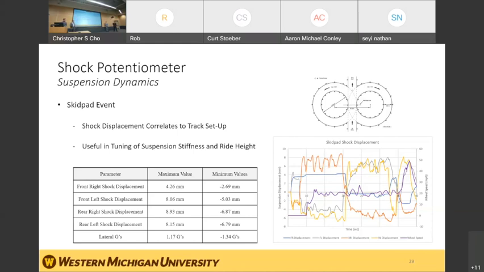So you'll notice that as the driver enters the constant right-hand turn, the right side of the car, those dampers will expand and the left side will compress due to leveling out and stabilizing of the car. And as it enters the left-hand turn, the car acts in opposite, where the left side will expand and the right side will compress. This would be very useful in adjusting stiffness of our suspension, as well as adjusting ride height based on driver feedback during skid pad.